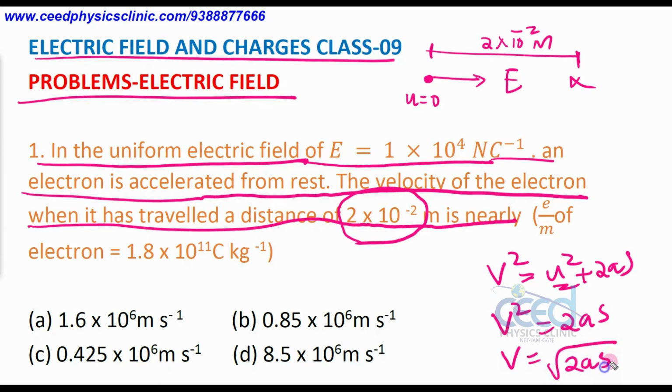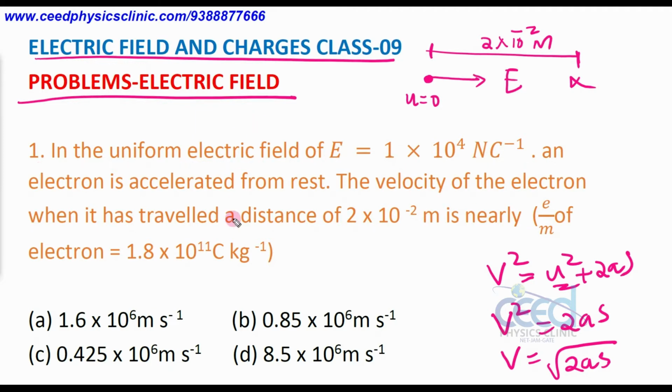Now we need to find this acceleration, right? So what is the acceleration? So let me write this distance that is given, s is equal to 2 into 10 raised to minus 2 meter, and acceleration we already know, F is equal to ma, right? Electric force is equal to eE, that is equal to ma, right? The force acting on an electric charge we already studied, F is equal to QE.